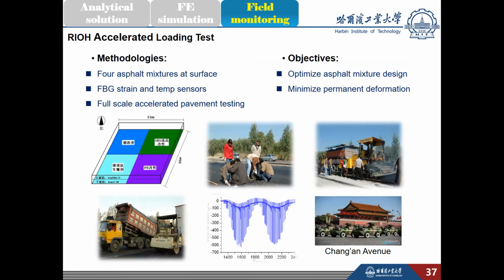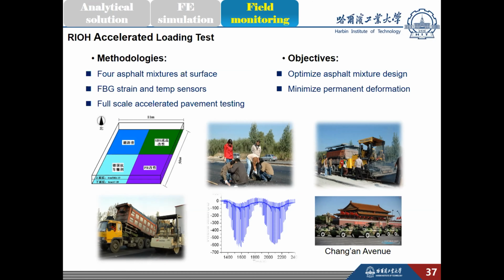The second engineering application is an accelerated loading test, collaborated with RIOH, a research institute of the Highway Ministry of Transport. The primary purpose of this research is to determine the best asphalt mixture to be used in the rehabilitation project for Beijing China Avenue from 4 proposed asphalt mixtures.